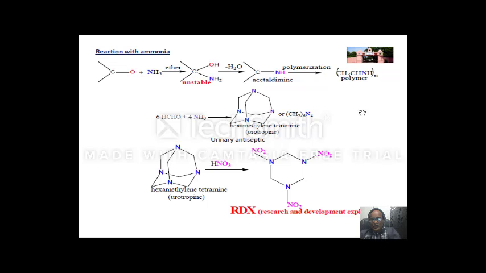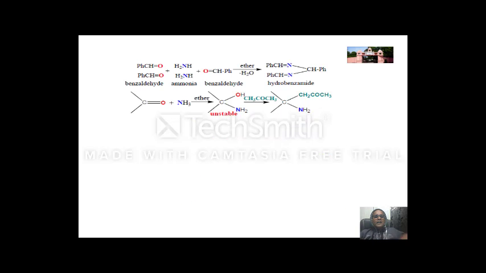Now we come to the next one, and here we see benzaldehyde reacting with ammonia. Three molecules of benzaldehyde react with ammonia, and then we have hydrobenzamide. And now in this one we are attaching ammonia to the carbonyl group, so we again have a carbinolamine kind of thing, and we are reacting with acetone, so we get this kind of thing.